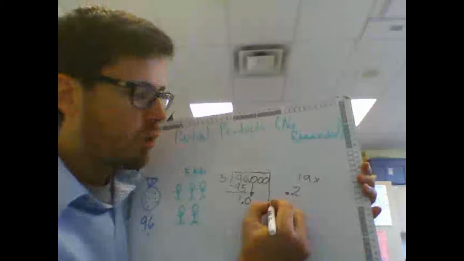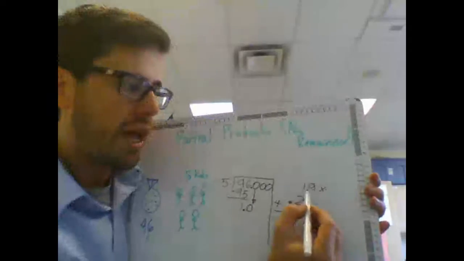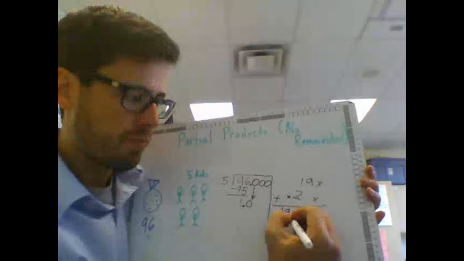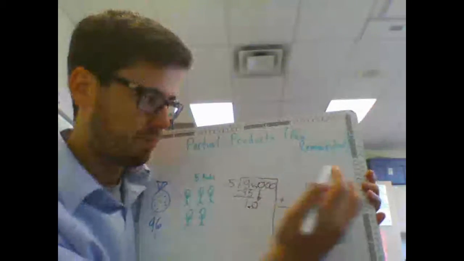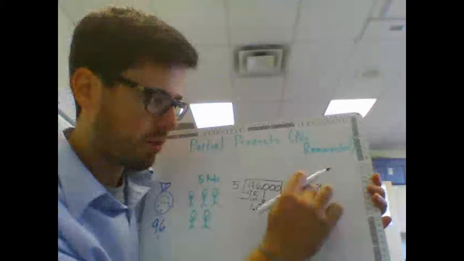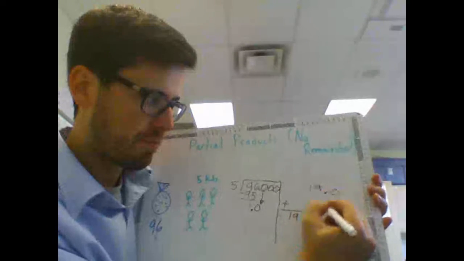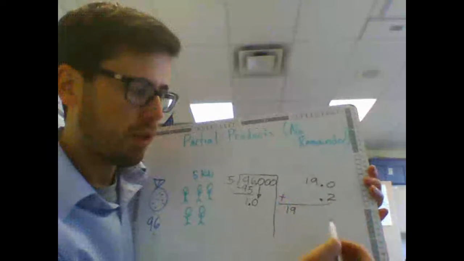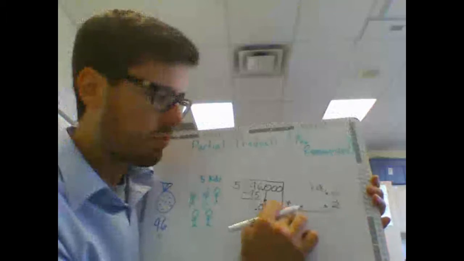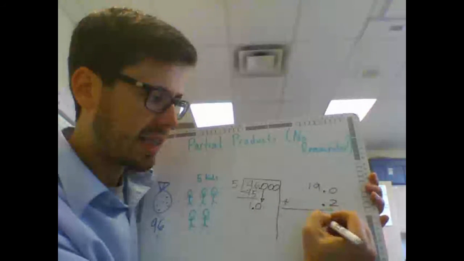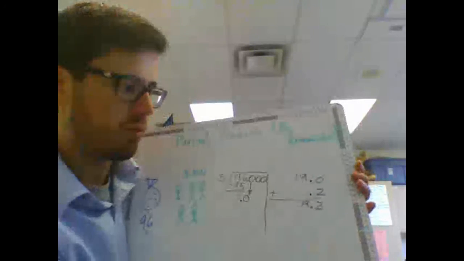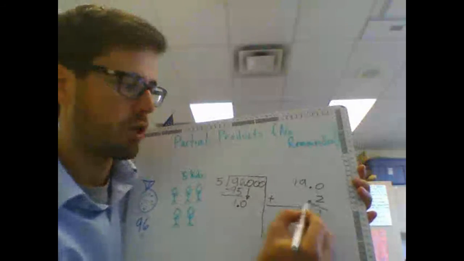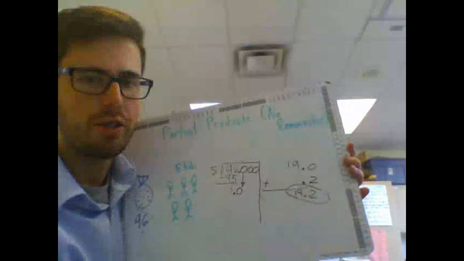If we do our same partial products, we add the 19 marshmallows plus our 0.2, and let me line this up the way that it should be. 19 plus 0.2 is equal to 19.2, or 19 marshmallows and 2/10 of a marshmallow. That would be our answer using decimals.